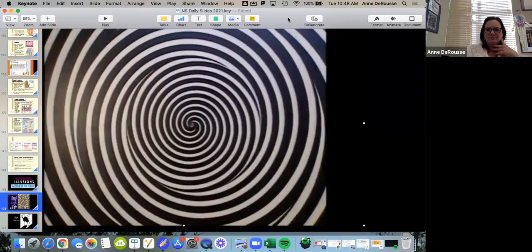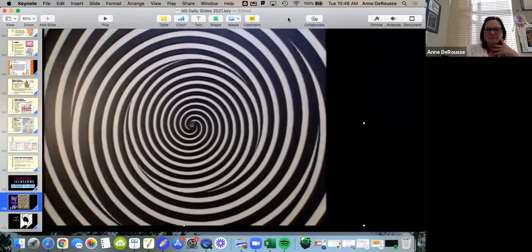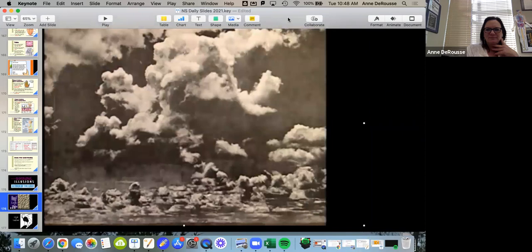Now we're going to show you that still cloud picture again. You'll see that it looks like it's boiling. Do you see it moving? It just looks like it's boiling because you've been staring at the space warper disk. Got it figured out yet?